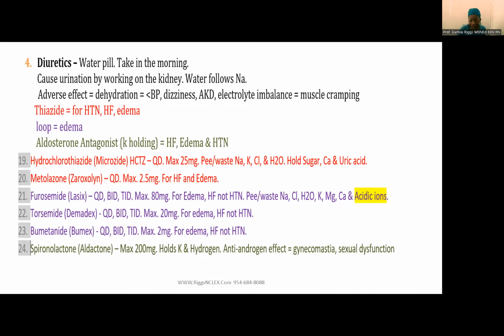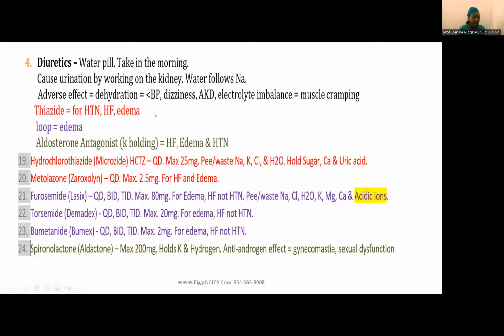Clients should always be hydrated when they're on this drug because think about it. You're putting out a lot of fluid. You've got to replace it. So they need to be taught: stay hydrated. Drink a lot of water. Walk around with your bottle of water. An adverse effect is dehydration.